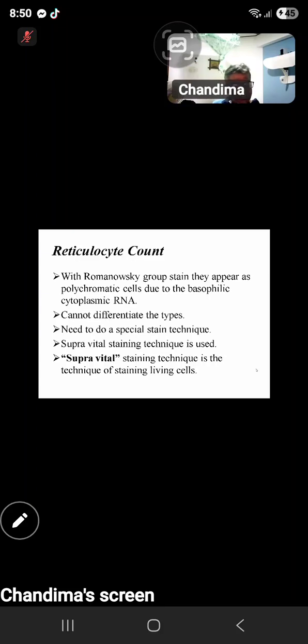The book says you have to count at least 1000 RBC, and you have to mark the number of reticulocytes present in those 1000 RBC. Suppose you got about 200 reticulocytes in 1000 RBC. You have to calculate the percentage of reticulocytes, right?